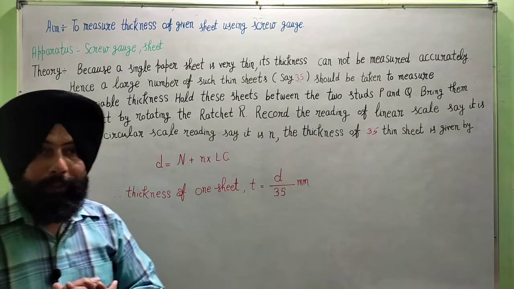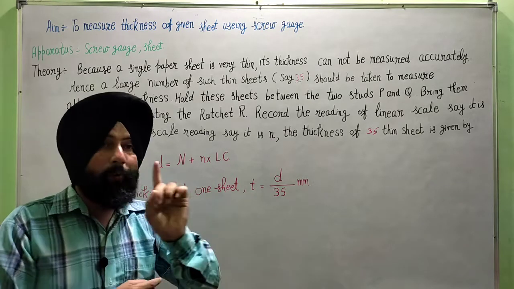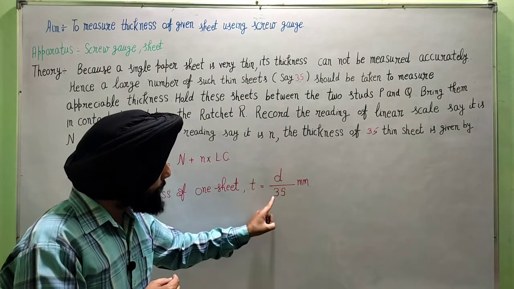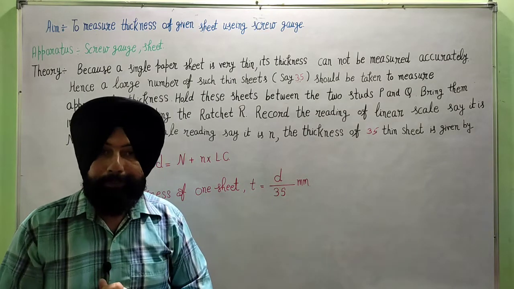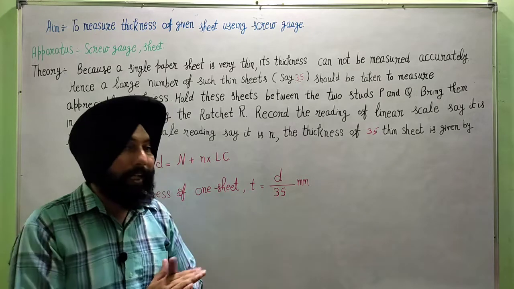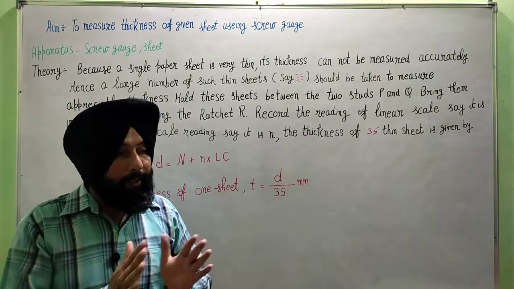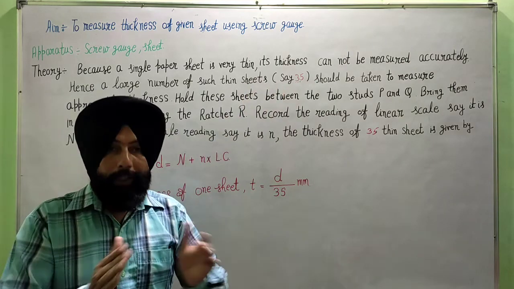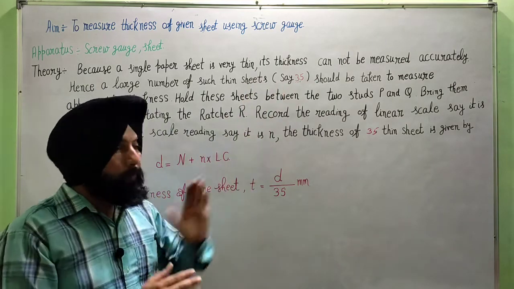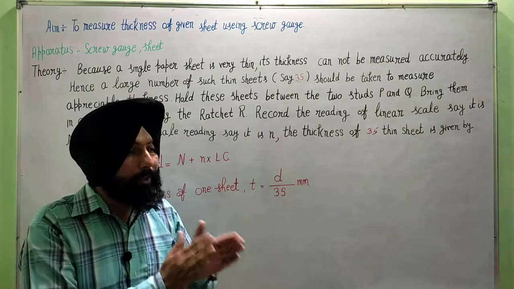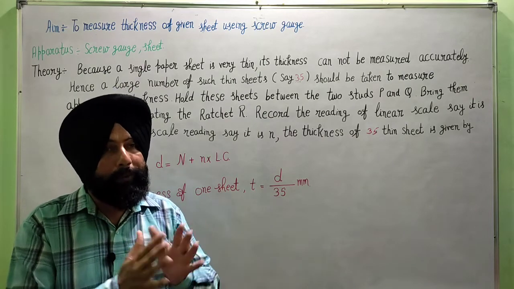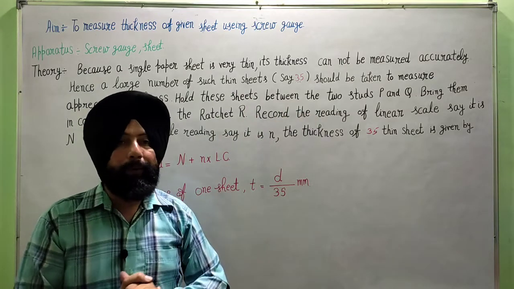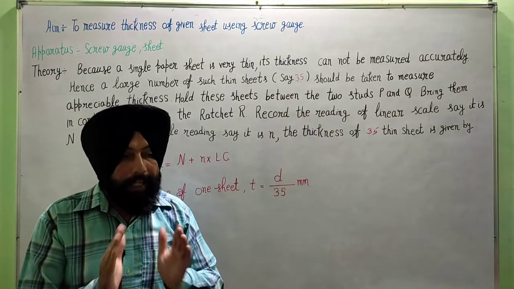But I want to measure the thickness of one sheet, so I divide the thickness by 35. Now it is up to you. You can take 20 sheets, 40 sheets as you wish. It should be convenient and your reading should be accurate. So in this case I am taking 35 sheets.